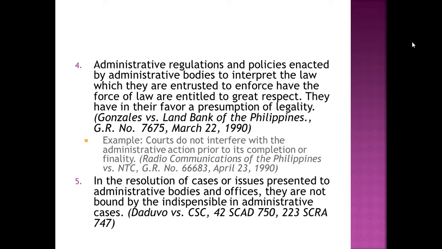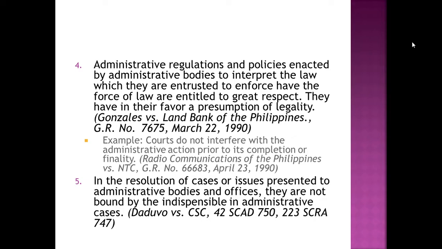For example, courts do not interfere with the administrative action prior to its completion or finality. What does that mean? Imagine if prior to completion or finality of administrative action, courts will interfere. No act of the executive or administrative agencies will be finished or completed if there are too many complaints in court. All administrative acts are presumed legal since they have been given the power under the law to exercise administrative actions. Only upon its completion or finality, or when it is on its face unconstitutional, can they be interfered with by the courts. So as a general rule, courts do not interfere with administrative action prior to its completion or finality, except those provided by law.